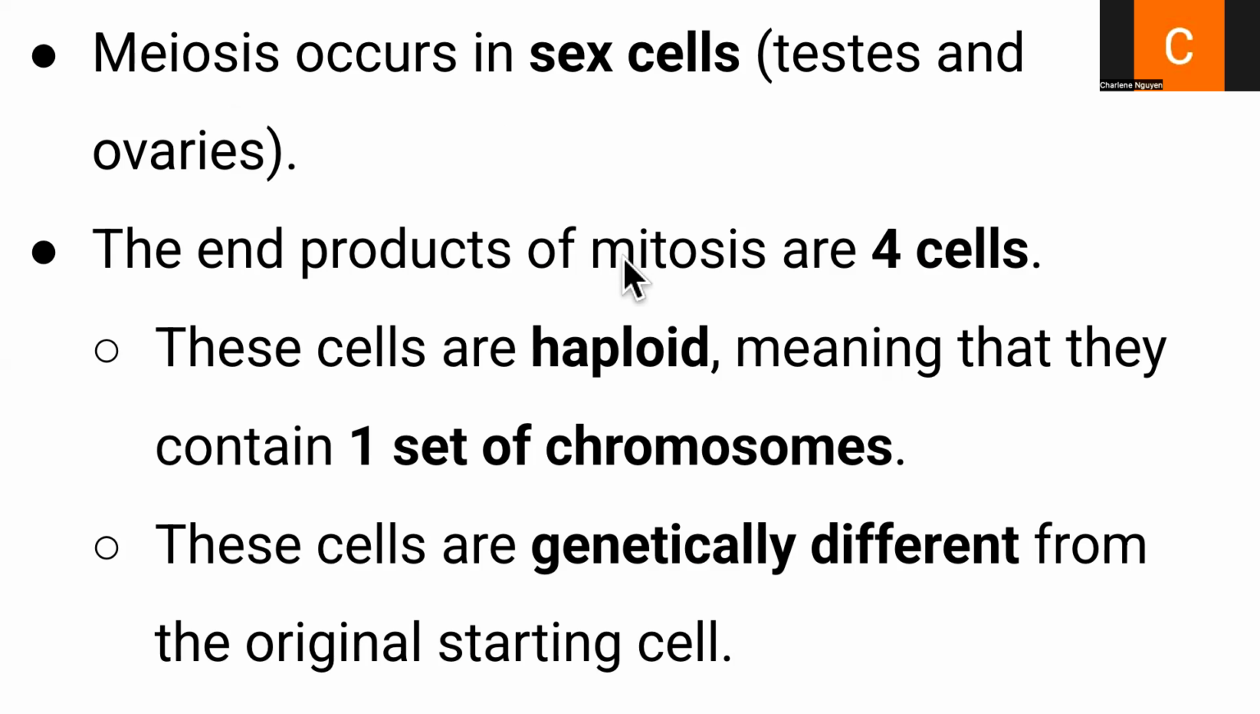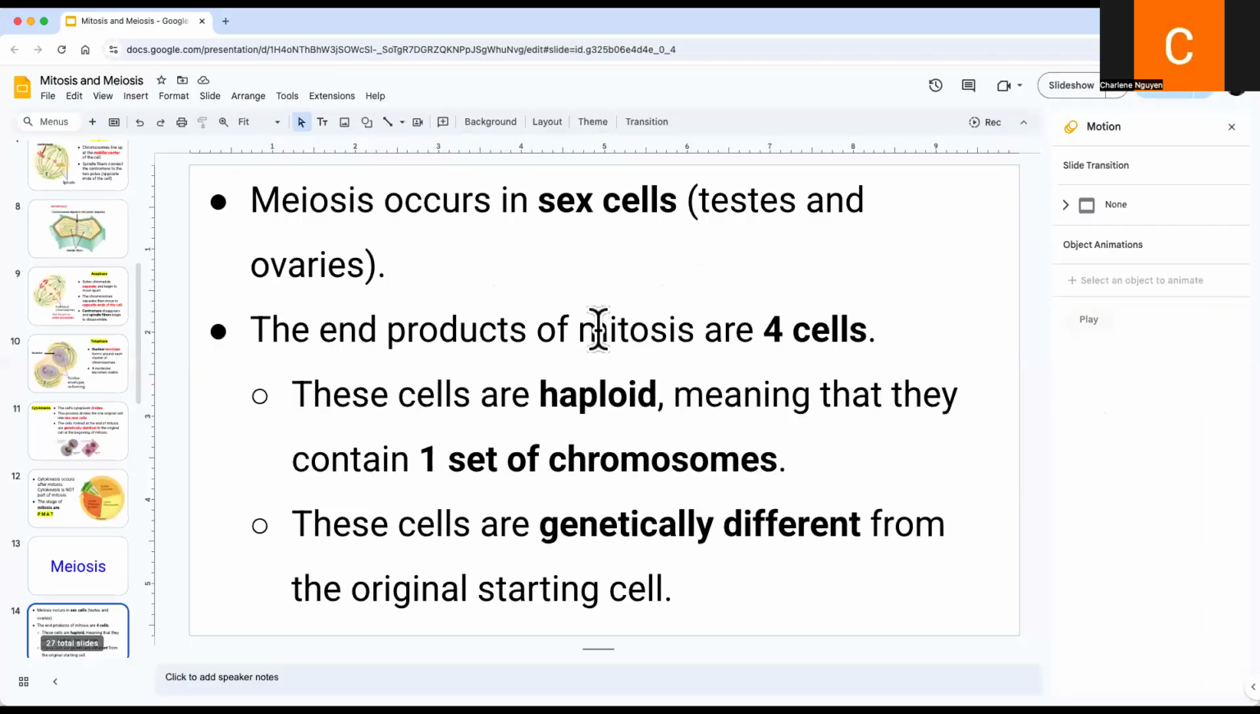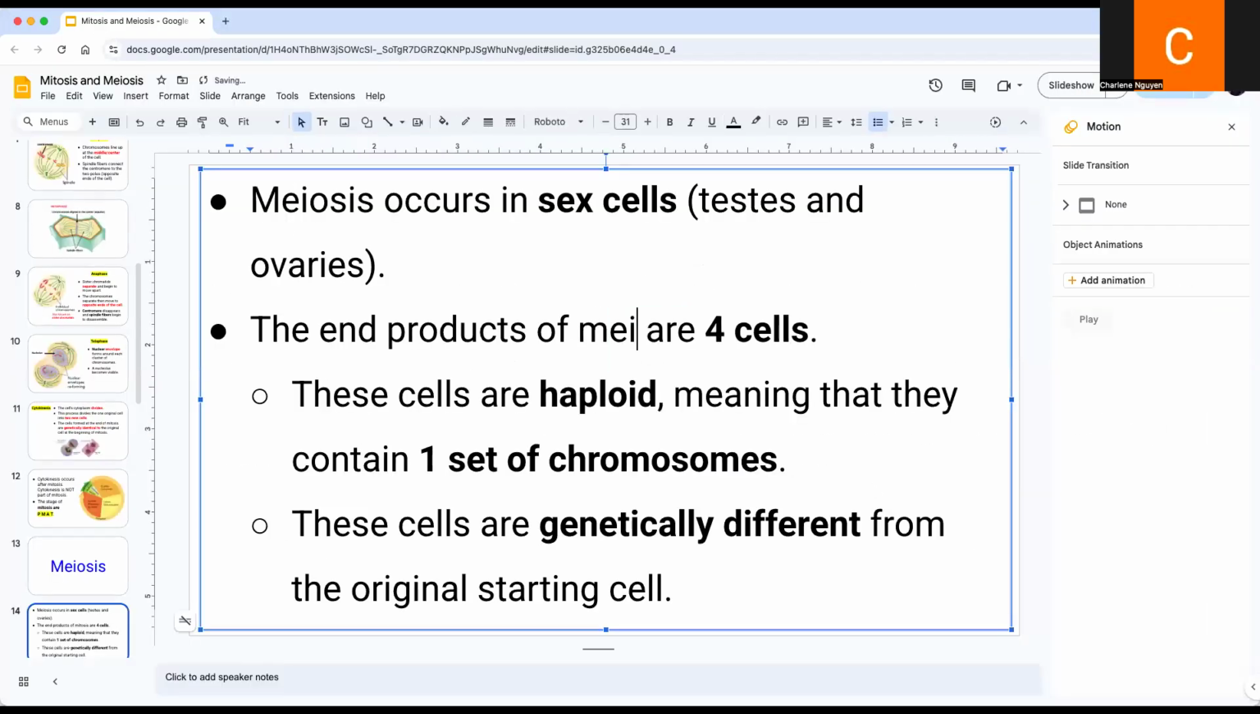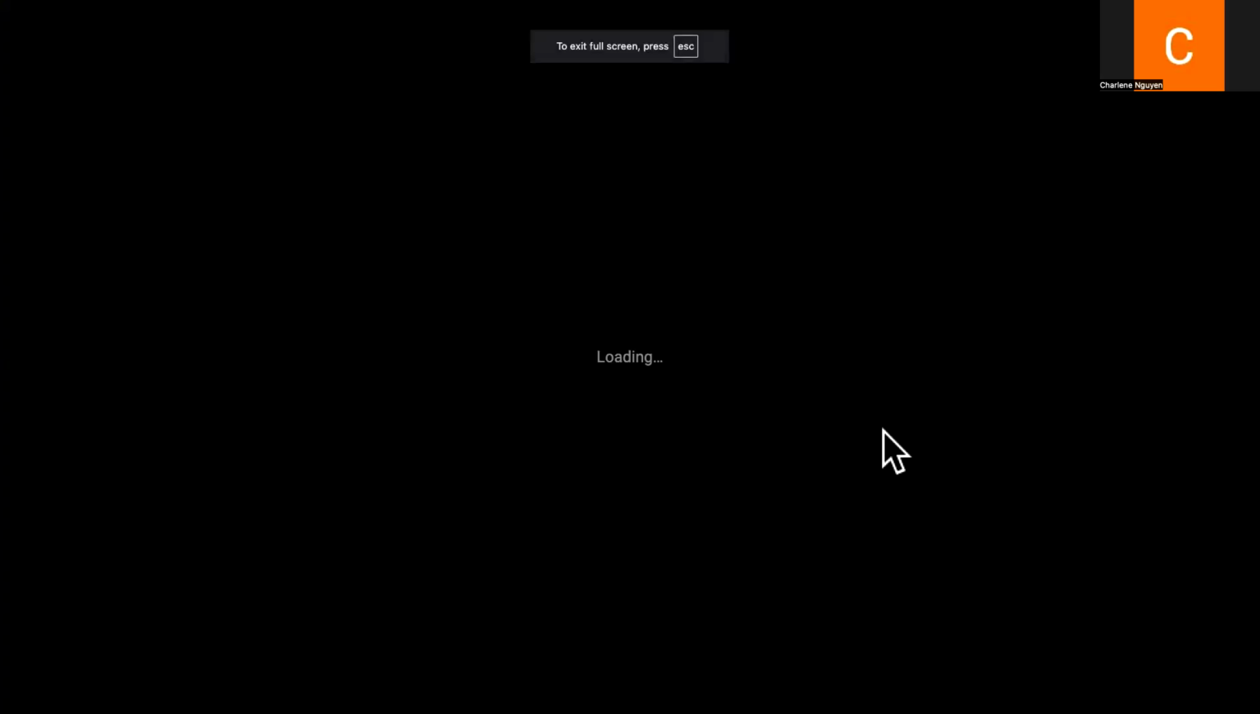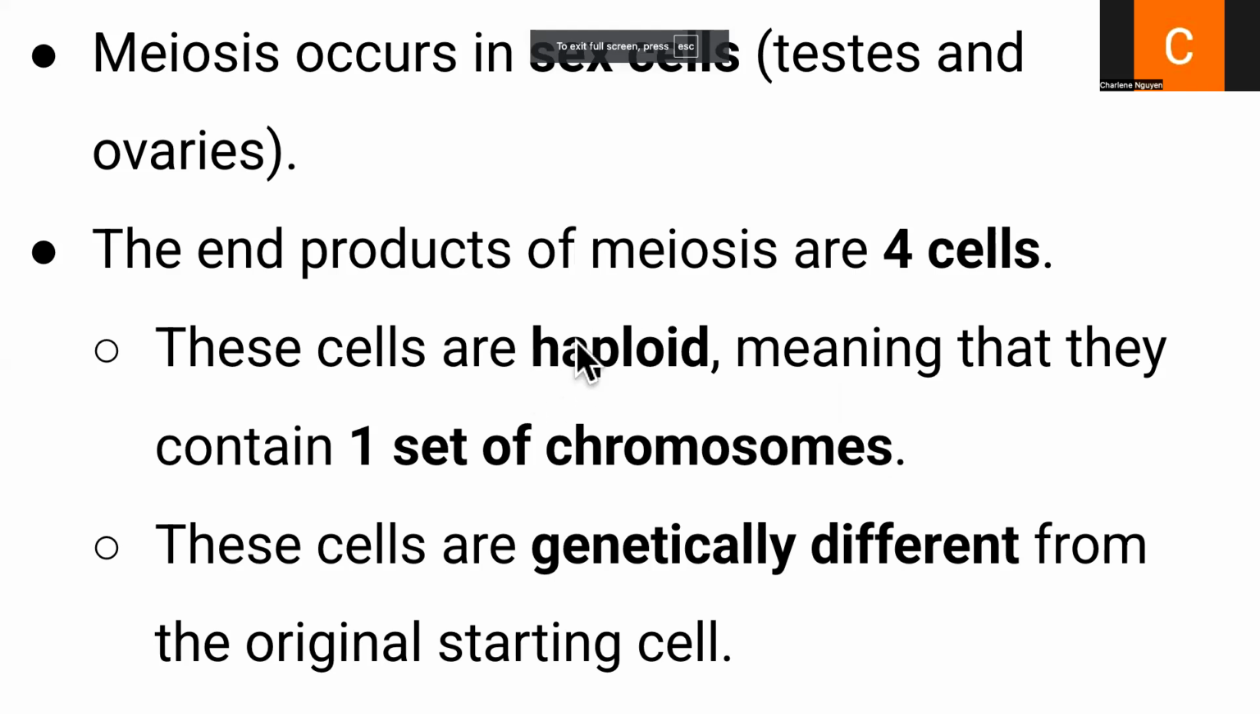So, in meiosis, there's a typo here. In meiosis, we end up creating a total of 4 cells at the end of cell division. Each of those cells is haploid, meaning that they only contain one set of chromosomes.